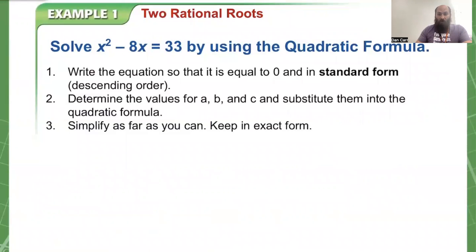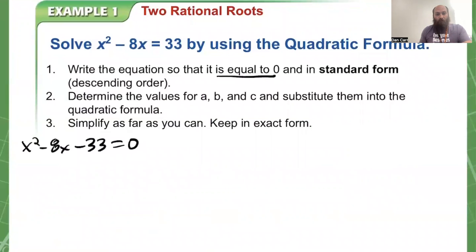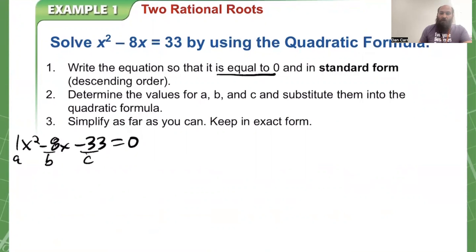As I mentioned before, in the formula, this only works if the equation is equal to 0. So we want to put it in that format. In this case, I have x squared minus 8x minus 33, and if I subtract that over, it equals 0. We want to figure out what a, b, and c are. So a is 1, b is negative 8, c is negative 33. So we determine the values of a, b, and c. Now we're going to plug them into the formula. After that, we have to simplify as best we can. For our purposes, we're going to keep them in exact form.